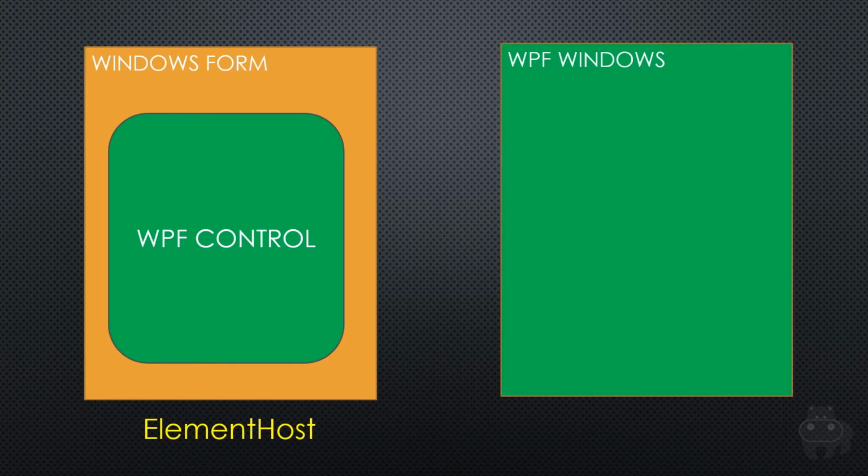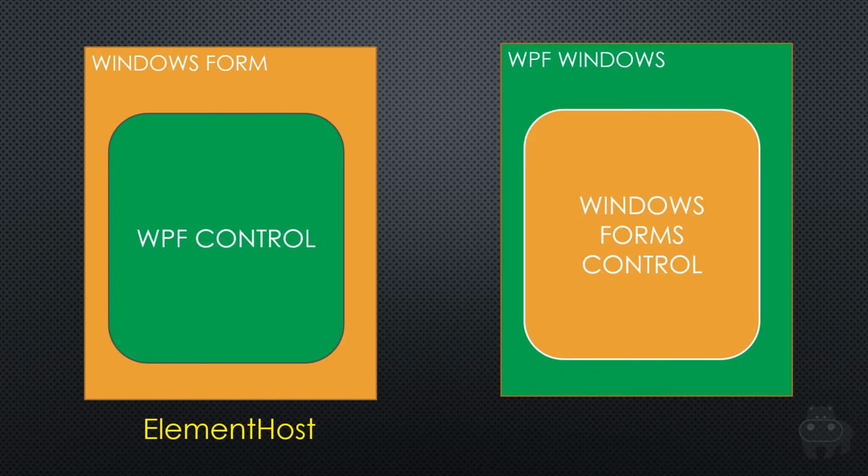Now let's look at the other way around. You have a WPF window, and you also have a Windows Forms control. Again, two different architectures, but you want to show them. You have a control called WindowsFormsHost. So these two controls support the interoperability between these two different architectures.